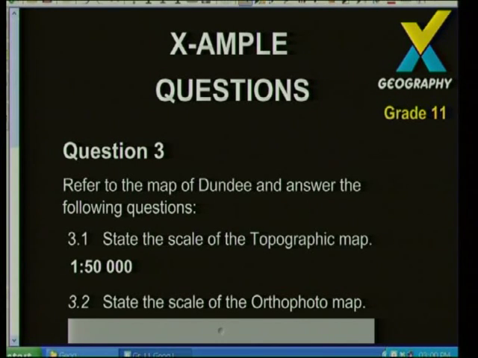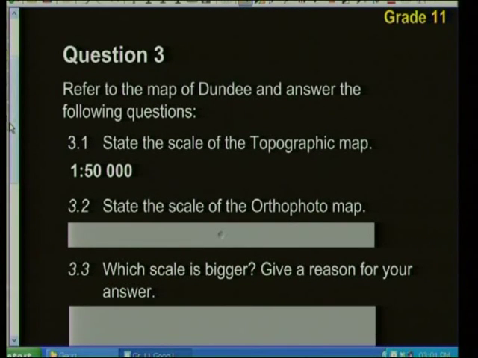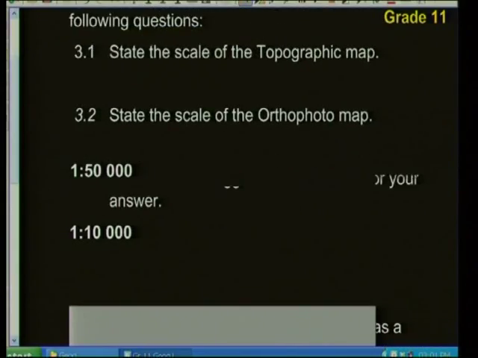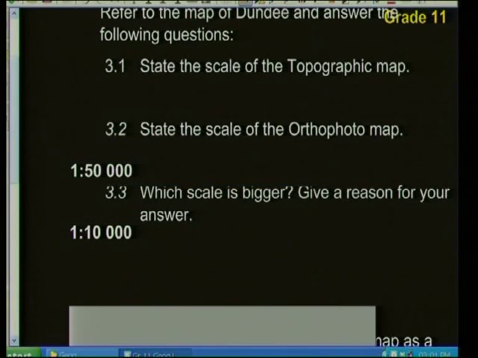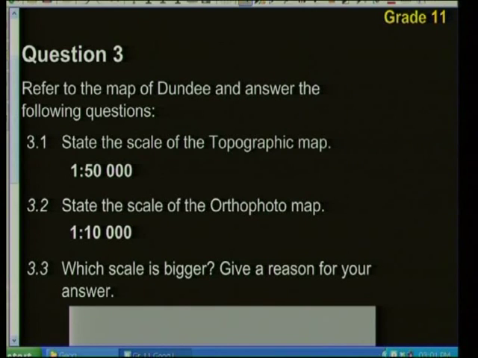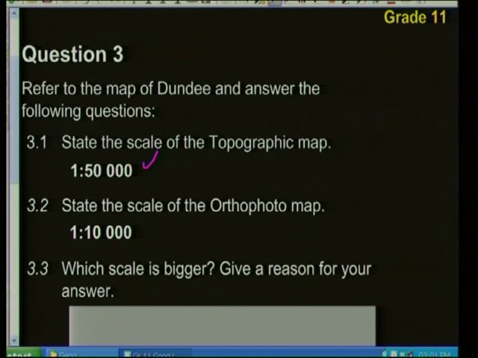1 is to 50,000 centimeters. And the next one, state the scale of the orthophoto map. 1 is to 10,000. These things come out. Generally, they come out more in multiple choice questions. We give you a few options and you have to choose. Generally, it's for 1 mark. Okay, that would be 1 mark.